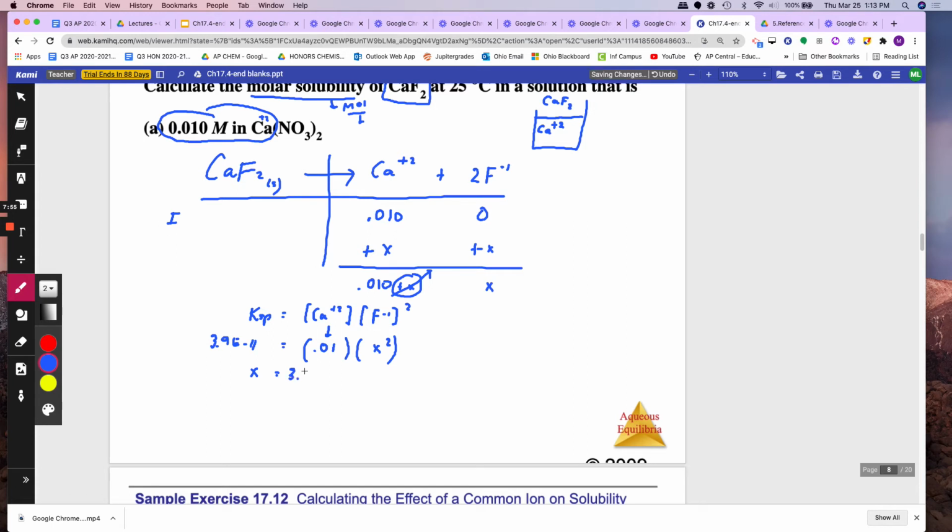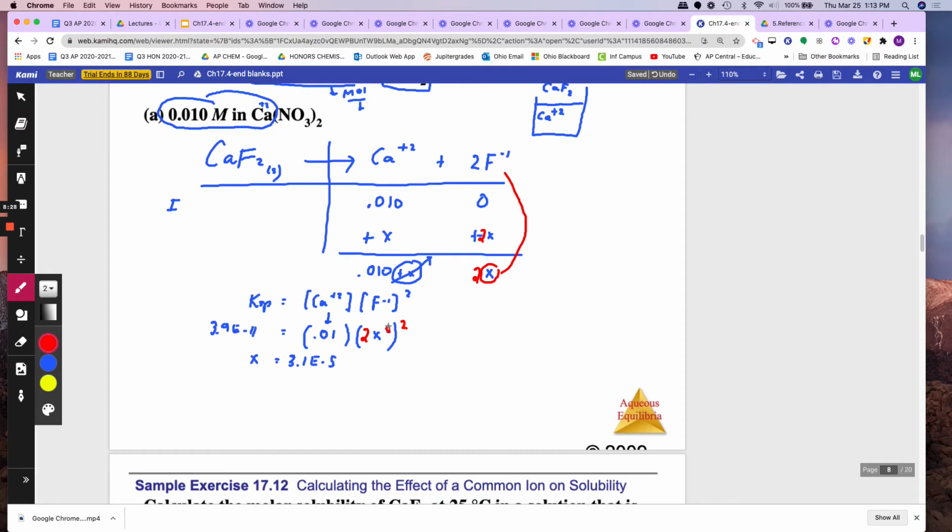3.1 E negative 5. Now, what's important is you know what that is. This is x, which means you just found, oh no, I messed up. This should be a plus 2x. So this should be 2x, and the square should be on the outside. Okay. That's how you should do it.